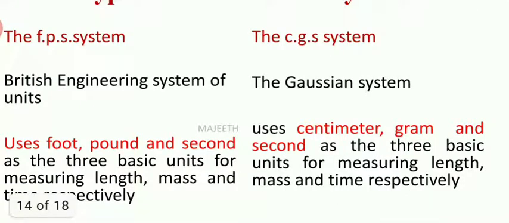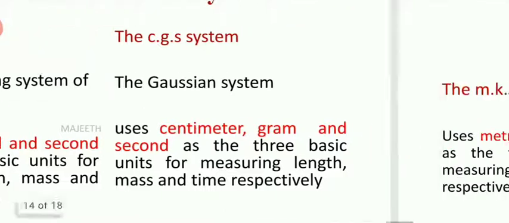Second one is CGS system, right? If length, mass, and time respectively have units of centimeter, it's not foot. C means centimeter, G means gram, and S means second. If you measure length by centimeter, mass by gram, and time by second, then that system is known as CGS system, right? It is a Gaussian system.